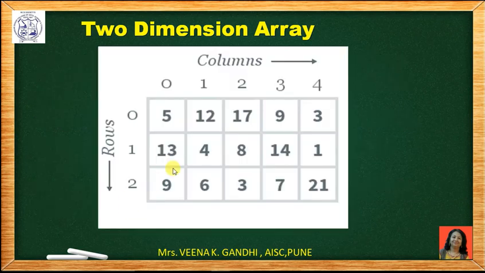You can see in this figure a two-dimensional array having 3 rows and 5 columns. So you can see here we can store data in tabular format. Subscript starts from 0, the row subscript and column subscript start from 0.